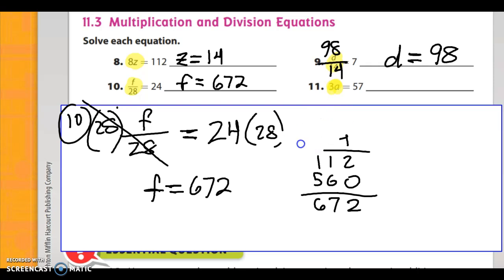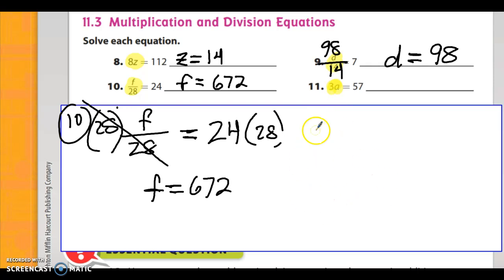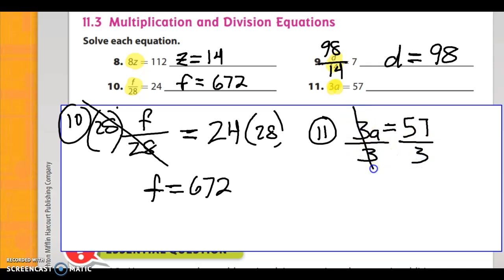All right, one more. We're on number 11. Number 11 is a multiplication problem. 3 times a equals 57. And we solve the multiplication problems by dividing. 3 divided by 3 cancels. All that's left is a. A is equal to 57 divided by 3. I think that is on your multiplication chart.